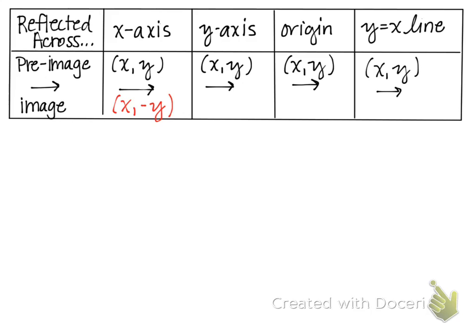Now for the y-axis, when we reflect over that, we have negative x, comma, y. So all you're doing there is you're changing the sign of the x. Now when you're reflecting across the origin, we have negative x, negative y. We change the sign of both the x and the y to reflect over the origin. And then for the y is equal to x line, we flip the y and the x. So this table is something that you need to commit to your memory.